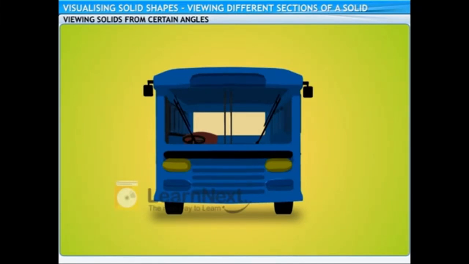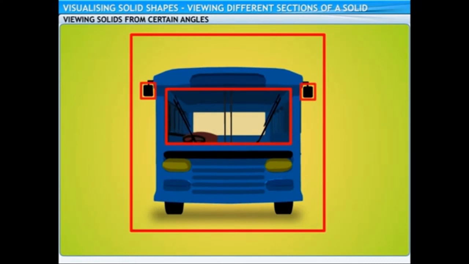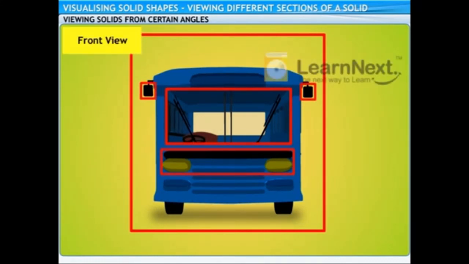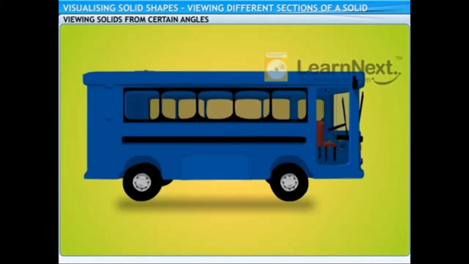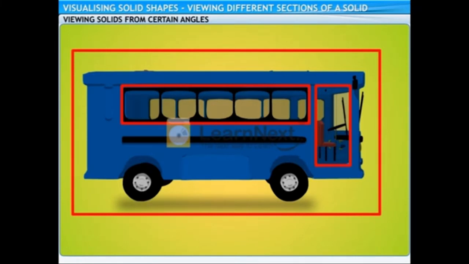If you look at the bus from the front, you can see the front portion of the bus, which includes the windshield, the mirror, and the headlights. This is called the front view of the bus. Now, look at the bus from the side. What do you see? You will be able to see the windows, the door, and a part of the bus's body. This view is called the side view.